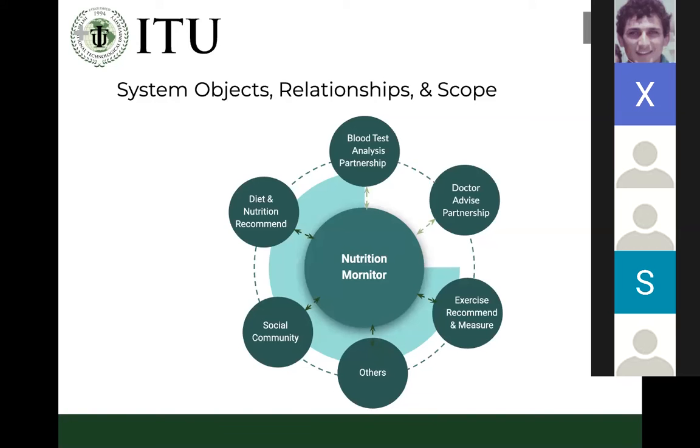In our project, we show this algorithm for these parts. Our base is nutrition monitor. According to the nutrition recommendation, we can also provide the diet recommendation, blood test analysis from the partnership, and doctor advice from the partnership, and the exercise recommendation and measurement. And we also set up the social community and the other platforms.